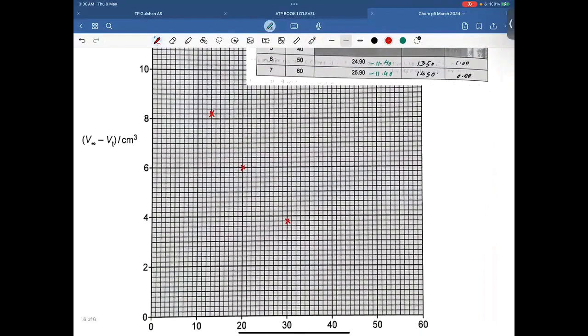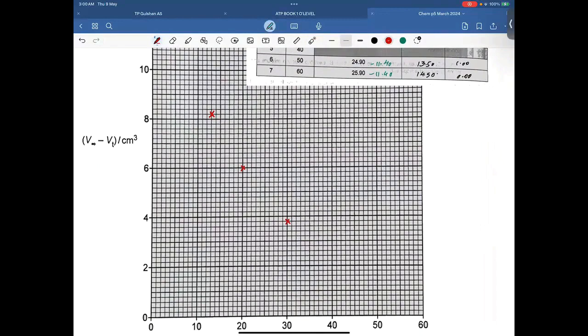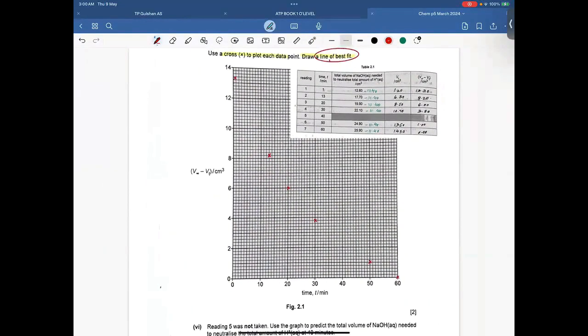At 50, we have 1. And at 60, we have 0. That is going to be my. Oh, so that's not the straight line, basically. It's the curve of best fit, I must say. That's not the best fit line. That's not even possible. Yeah, that's the best I can do.